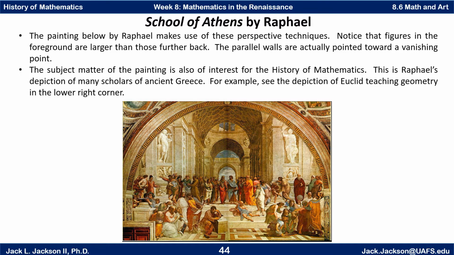And the subject matter of this painting is also kind of interesting for us in terms of math history, because this is Raphael's depiction of many ancient Greek scholars, many of them mathematicians. So, for example, you can see Euclid right up here. This is Euclid, and he's teaching geometry to some students up here in the bottom right corner, and other important mathematicians and other Greek scholars are here. Of course, this is his artistic representation of that. There was probably never a time when all of these were in the same place at the same time. They didn't even all live at the same time. And certainly we don't know exactly what they look like, but this is his representation of that, and it makes good use of mathematical perspective.